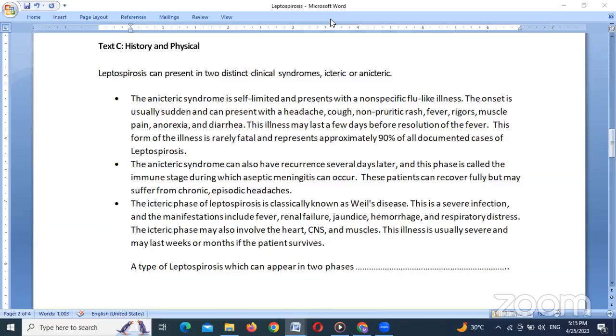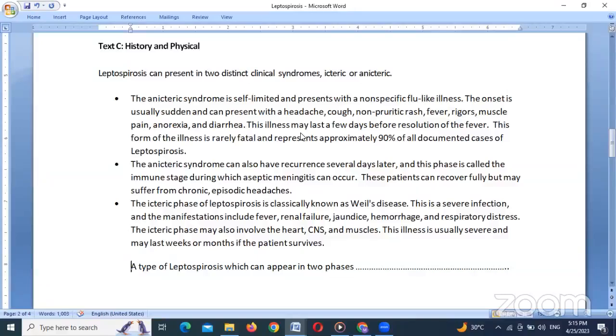Okay, Dr. Abdullah. You people can unmute and participate. Dr. Che has just joined. And Dr. Priyanka. Okay, Dr. Suman, why is your answer both icteric and anicteric? Why? Here it says can appear in two phases. That's why, there are two phases, sir, and that may be icteric or anicteric.